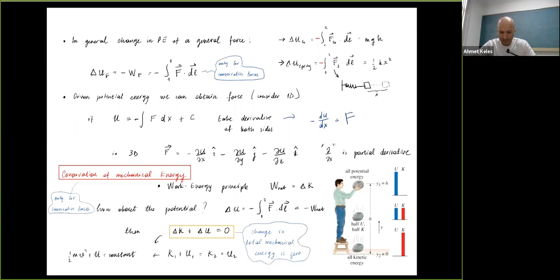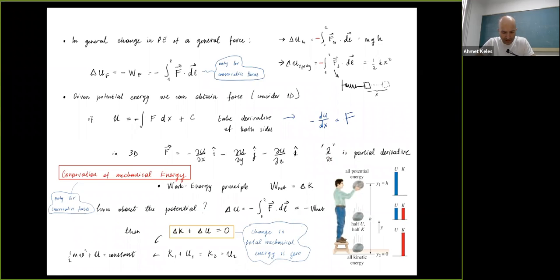You can generalize this simple result to 3D, and it's like this. F as a vector is equal to minus dU/dx i hat, minus the same thing in the j direction, and the same thing in the k direction. Here the important difference is that this del, this funny looking derivative, is a partial derivative. And when you take a partial derivative of a quantity, say with respect to x, you assume everything else in that quantity is constant but x.